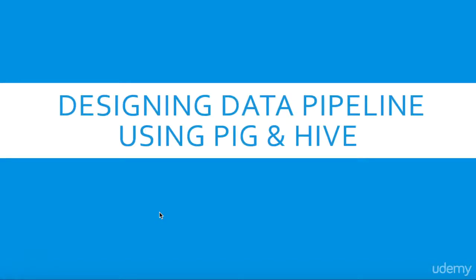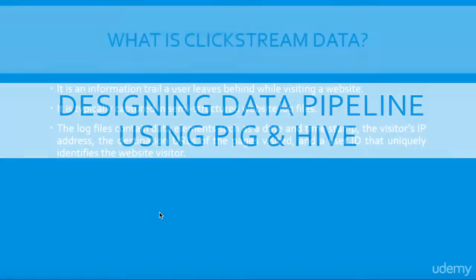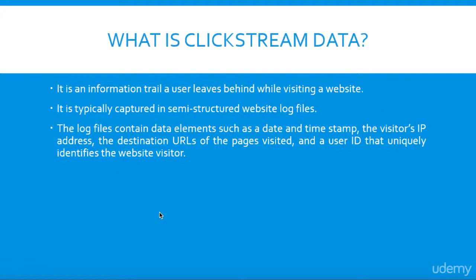Let's understand what is clickstream data. Clickstream data is an information trail a user leaves behind while visiting a website. It is typically captured in semi-structured website log files. The log files contain data elements such as a date and timestamp, the visitor's IP address, the destination URLs of the pages visited, and a user ID that uniquely identifies the website visitor. We'll have a look at the sample data in some time.